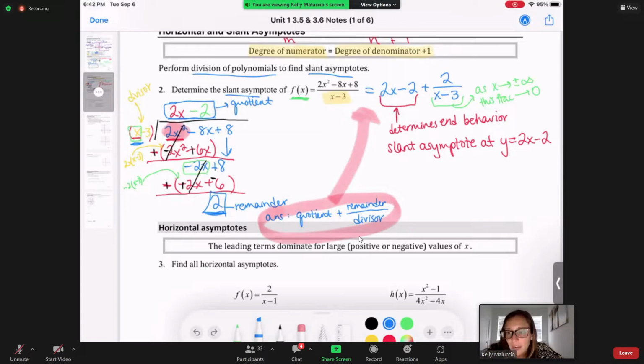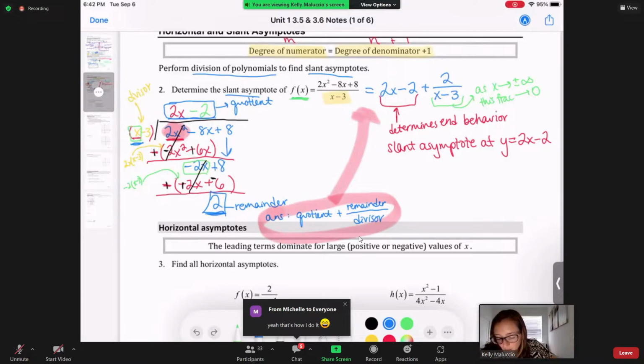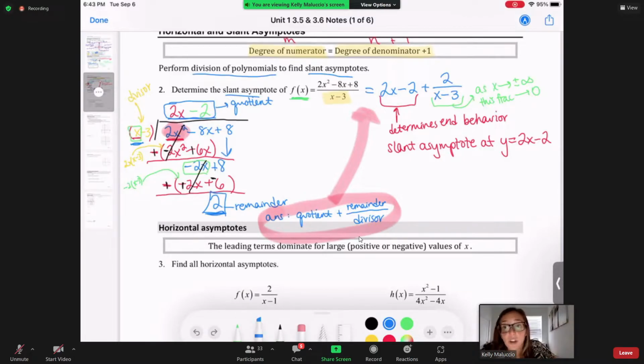And then German asks, how do you find the y-intercept? So in this case, there might not be one, right? But to find the y-intercept, you would substitute in just 0 for x, right? And in this case, then there would be. So we can write that out just for fun.